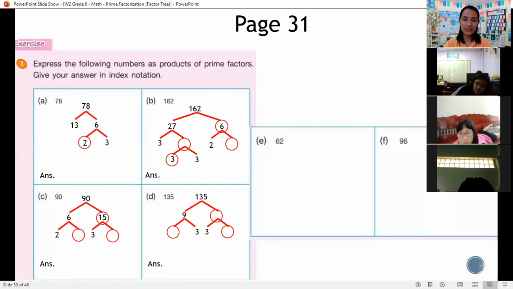We have 13, 6, 2, and 3. Write the prime numbers in the answer. Take note, if we don't have a repeated number, do not use index notation, okay? We have 3 prime numbers, right?